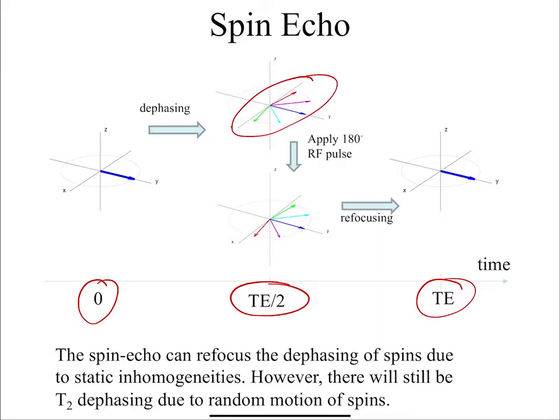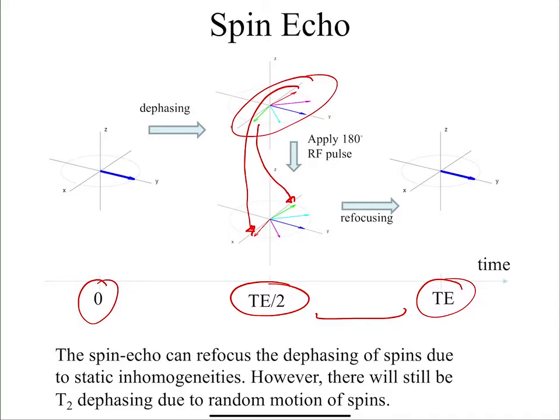In this case, you see the red guy gets promoted to the front, and the green one goes to the back of the line. But because the red one isn't precessing as fast, it falls back, and the green one catches up. And if we wait the same amount of time, another TE over 2, we have the rephasing of the spins.